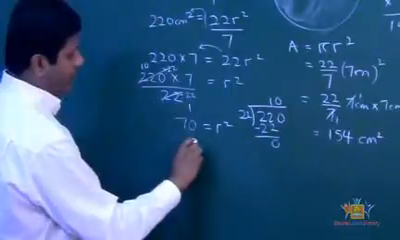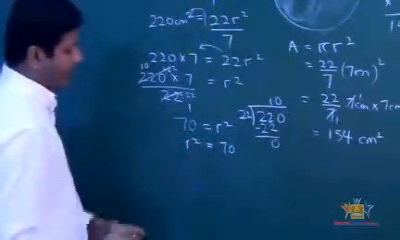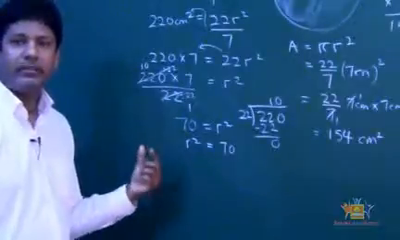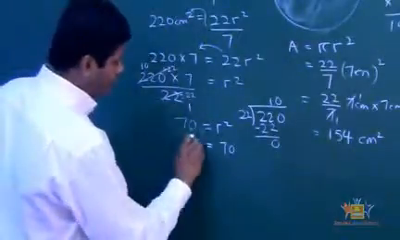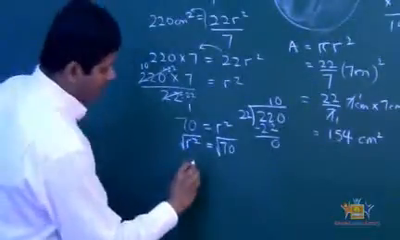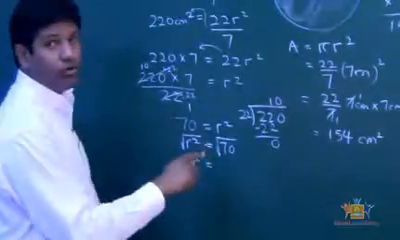So I can rewrite it as r squared equals 70. But I'm looking for r. So what do we do? Very good. From our previous lesson, we square root. We square root both sides. The square root of r squared is what? r. That means we're going to find the square root of 70.